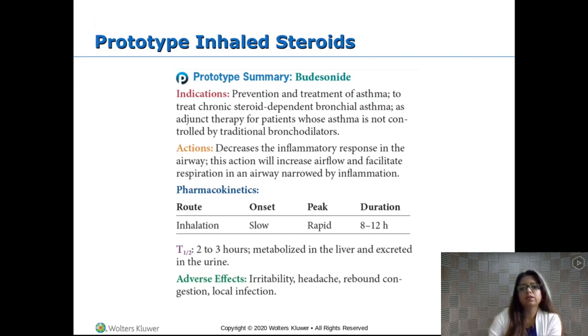Budesonide is just another steroid. And all steroids are anti-inflammatory. Remember, they're immunosuppressants, they suppress the immunity. And the third one is they cause hyperglycemia. So other adverse effects could be irritability, headache, rebound congestion, and local infections.